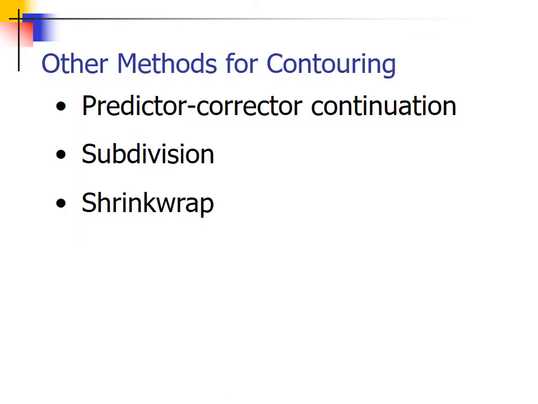Let's consider other methods for contouring. These methods have reduced computations compared to the exhaustive enumeration, but have their own drawbacks. The first algorithm is predictor-corrector continuation. The second algorithm is subdivision of space, and the third is the shrink-wrap algorithm.